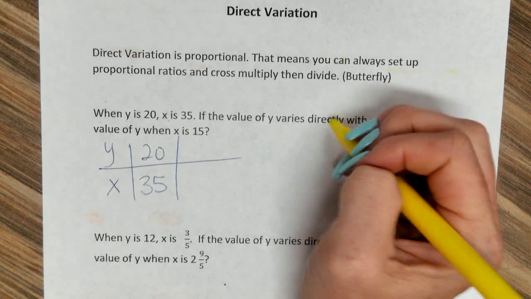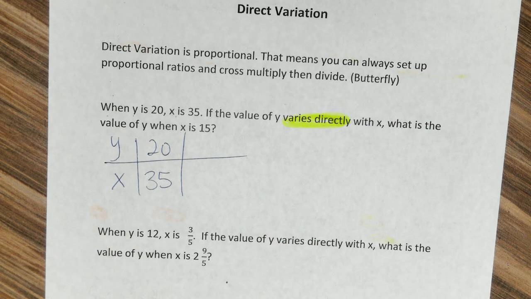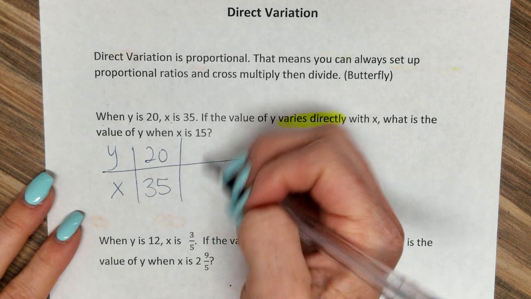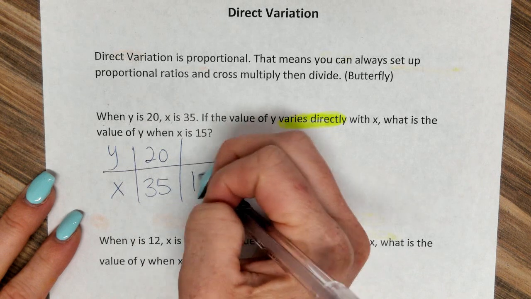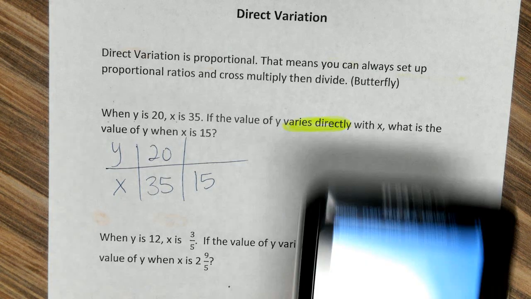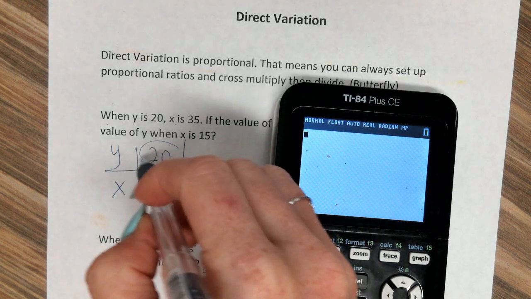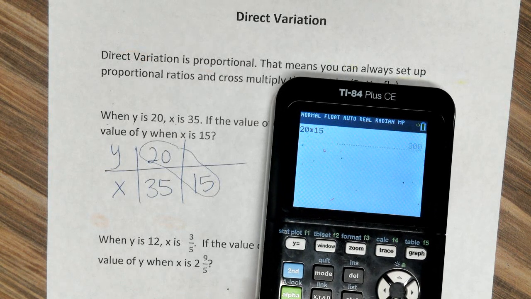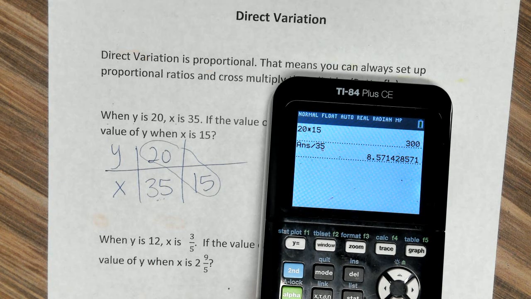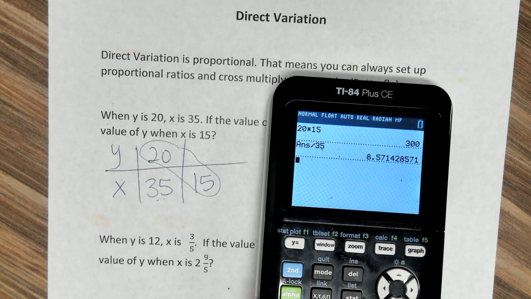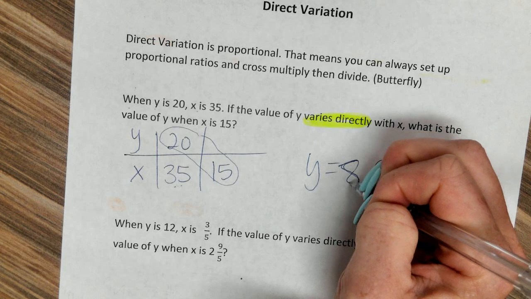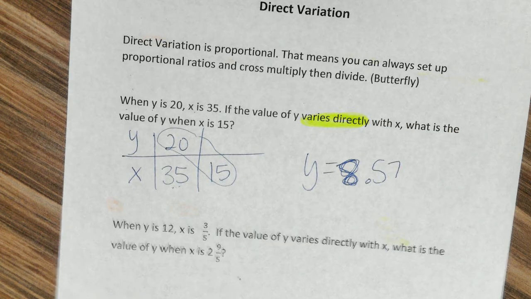When y is 20, so 20 is going to go here. X is 35, that's going to go here. And then here's my clue word that tells me to make a box. Y varies directly with x. What is y when x is 15? So where will I put 15? With the x at the bottom. To solve this, cross multiply, then divide. So everybody get your calculator. You're going to do 20 times 15, and then you're going to divide by the leftover number. So divide by 35, and I got, is that what everybody got? 8.57? All right, so y would be about 8.57.